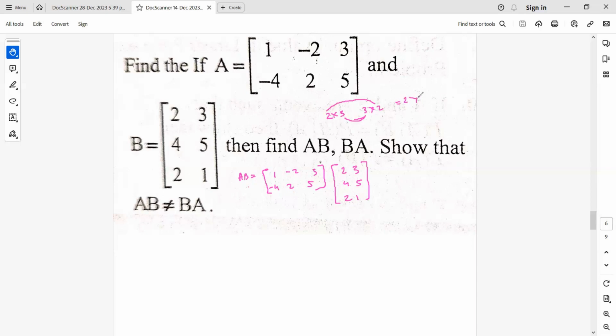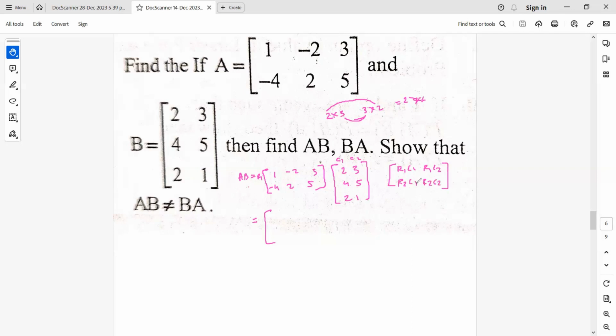Okay, it will have the order 2 cross 2, so it will have 4 elements. So we will multiply it. To multiply it, the elements of R1 we need to multiply with the elements of C1, and then you have to multiply the elements of R1 with what? C2. So the 4 elements we get will be in the form of R1 C1, R1 C2, next R2 C1 and R2 C2.